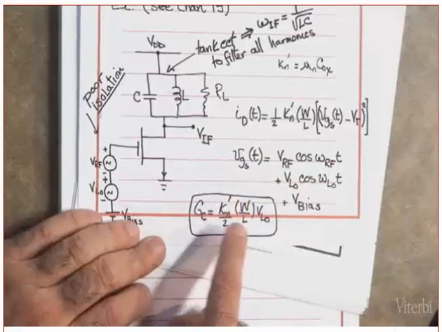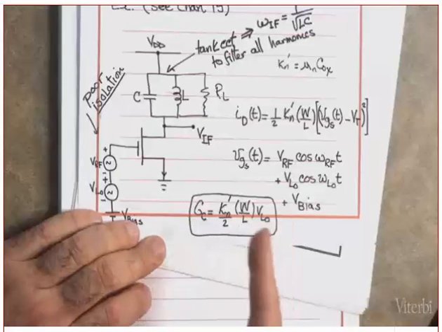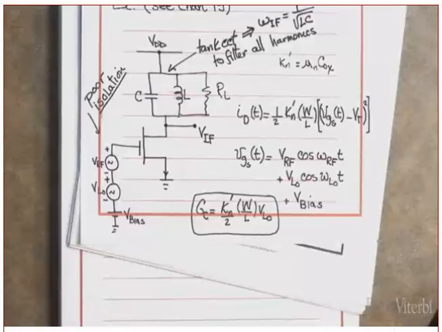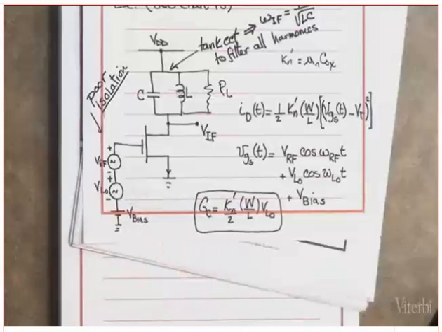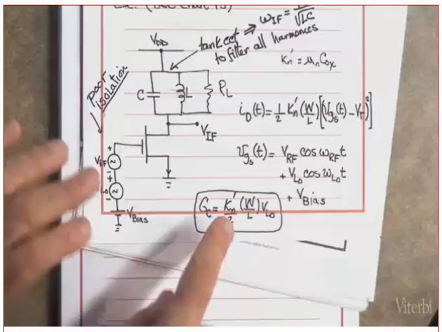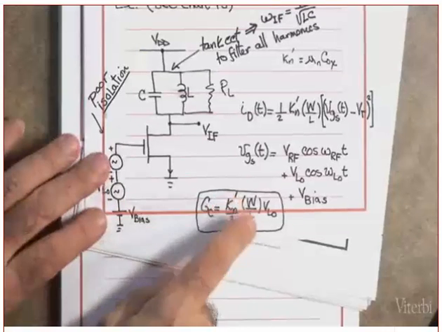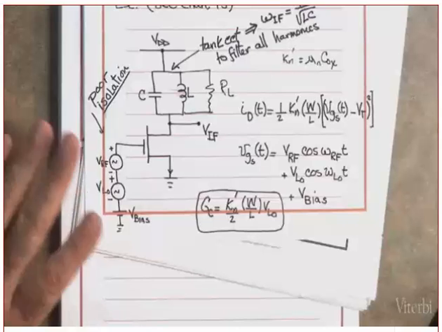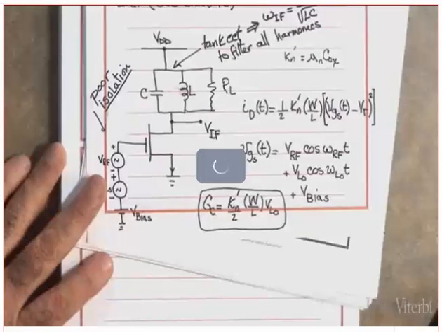Kn prime over 2 times W over L times VLO. What does that tell you? What should you make the width, large or small? The width, not the length. You would make it large. The width you make it large, but the L you need to make smaller and smaller. The larger the ratio W over L, the gain will be higher. Clear? Yes or no? Okay, good.